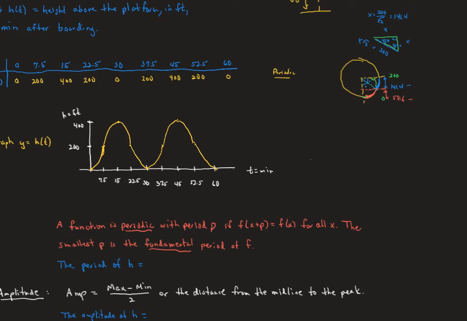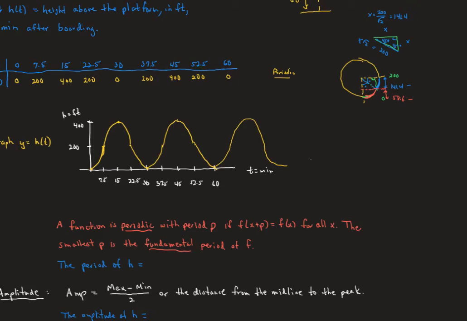But it's periodic, so even though I'm not going to mark the rest of the tick marks on the x-axis, it will continue on and on forever this way. So there is our graph, and that's what a periodic function looks like. It repeats itself over and over again.